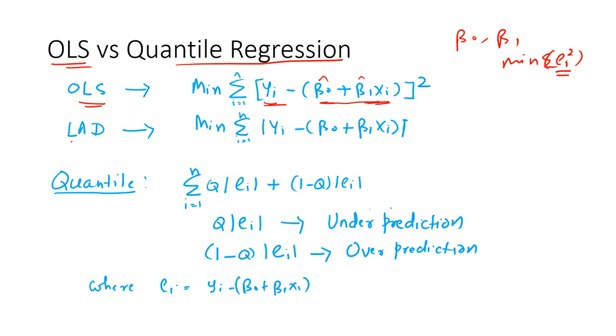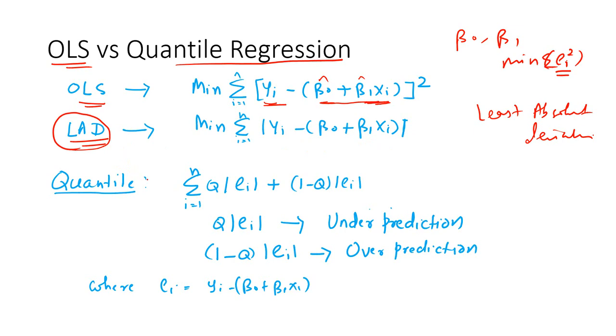What happens in least absolute deviation equations? We replace the square with the modulus, and the rest is the same. We minimize the error without taking the square. We just take the modulus of that, and that happens in the least absolute deviation way of doing a linear regression.